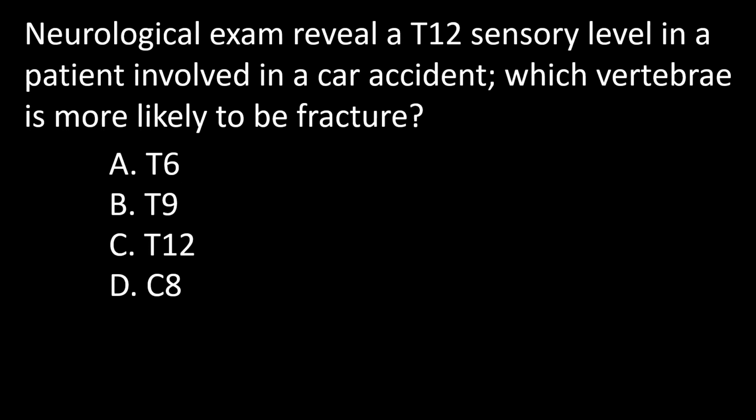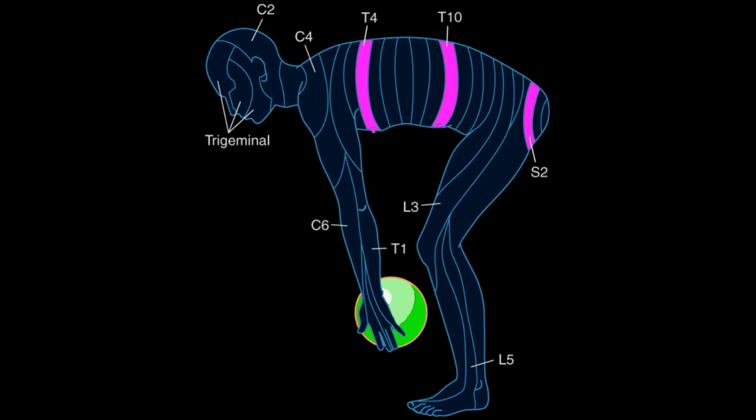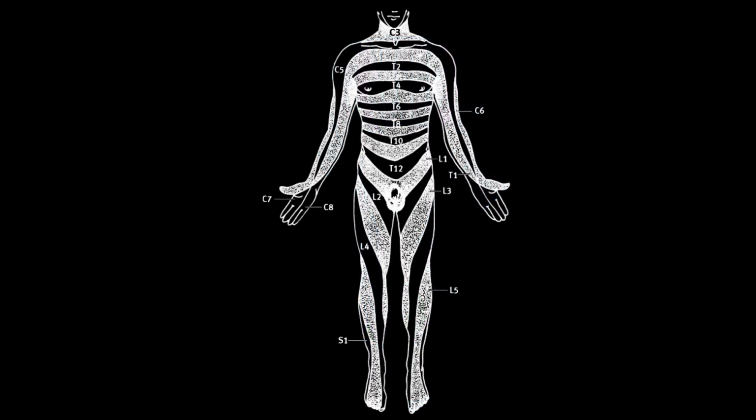Next question. Neurological exam reveals a T12 sensory level in a patient involved in a car accident. Which vertebra is more likely to be fractured? A. T6, B. T9, C. T12, D. C8. This figure is a sensory dermatomal map. I like to represent the map in this position, bent forward, to remember that the butt is innervated after the toes. Yet, for the purpose of everyday clinical practice, it is better to use the upright model to indicate the relation between sensory level and site of a spinal injury.